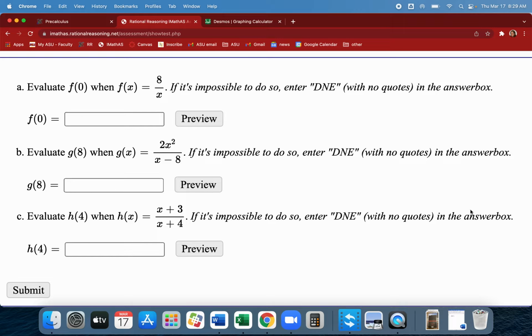This question was specifically asking not just what is the domain, it was asking what's the value. And f of 0 in this first function, if I sub that in, I get 8 divided by 0. I can't do that. So it said enter DNE for does not exist, which is a fairly common math abbreviation. Same thing here. If I try to evaluate this at 8, that value doesn't exist. It'd be 128 over 0.